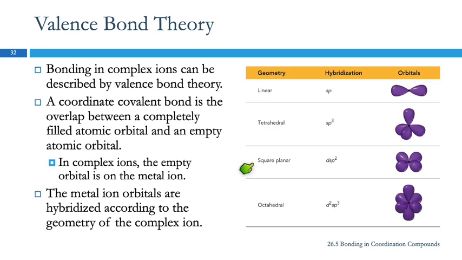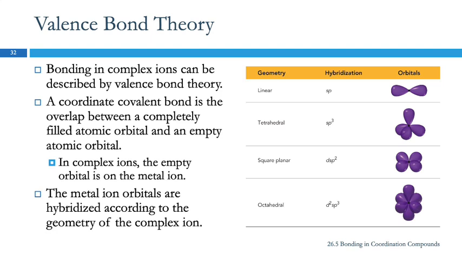If you have square planar, here you're going to have sp2d. Now this is a little different than what we saw in Chem 1A. That's going to make this shape. And then the octahedral, this is the same as what we saw in 1A. sp3d2 will make an octahedron.